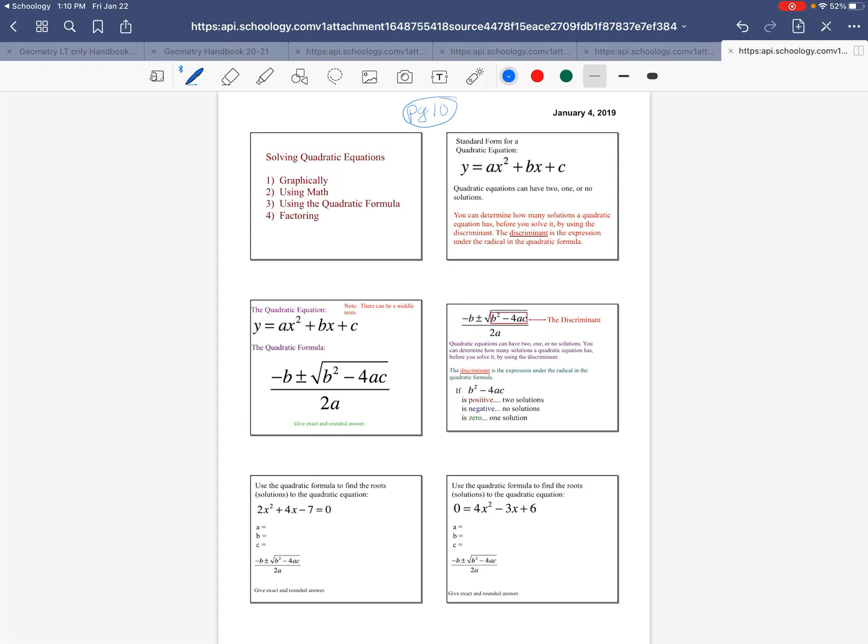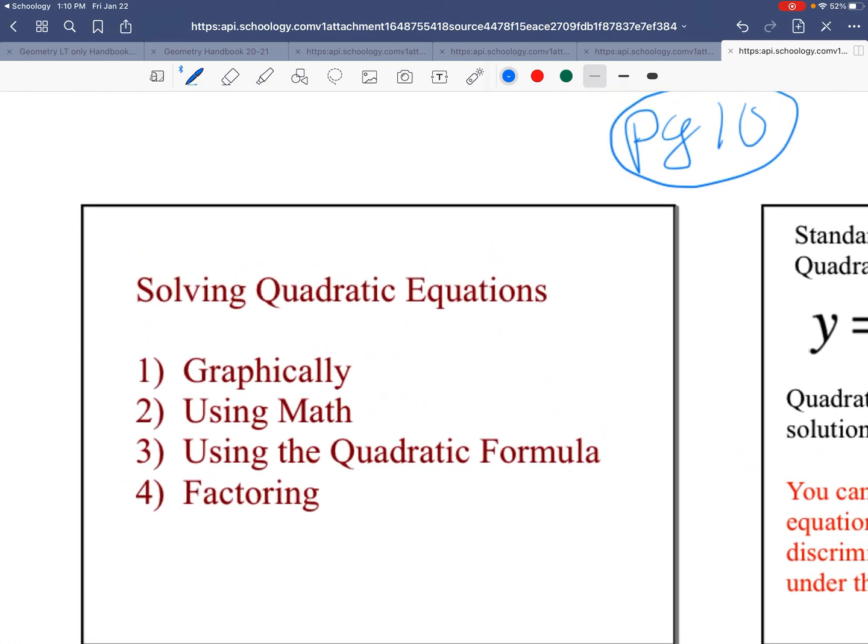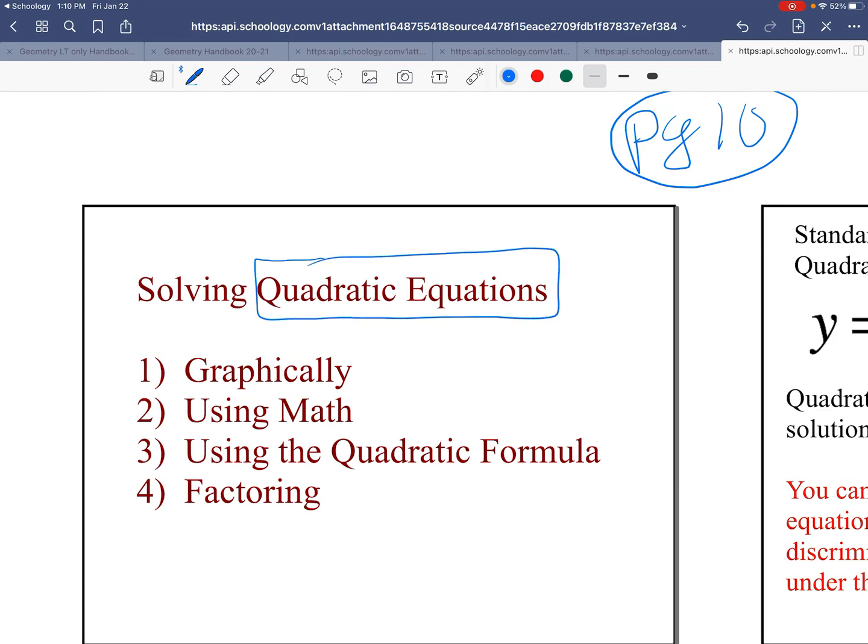Hello, this movie is for solving quadratic equations, and I'll refresh your brain on how to do that from Algebra 1, as well as take you to how to use that in geometry. So this is in your student notes packet, and we are going to solve a quadratic equation. I'll remind you what that is and how to solve it.